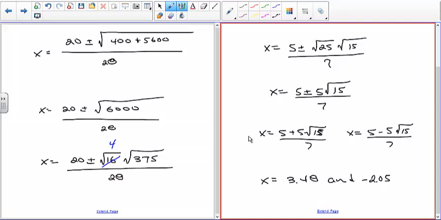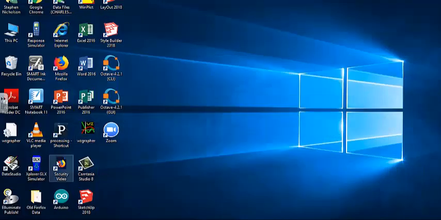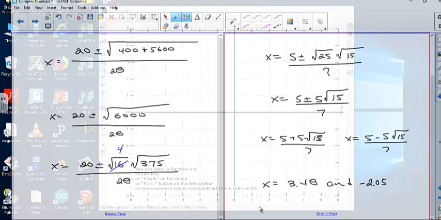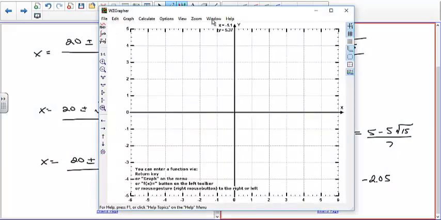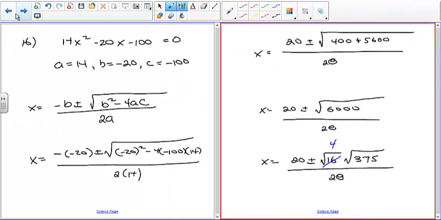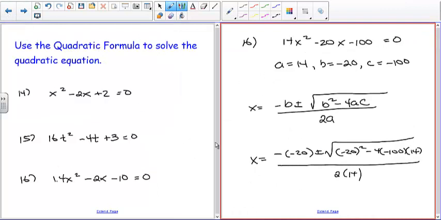So let's plot this thing and see whether the zeros work. To find the solutions of functions, one thing you can do is you can plot the polynomial. So let's go back and figure out what that was. So the original polynomial is this.